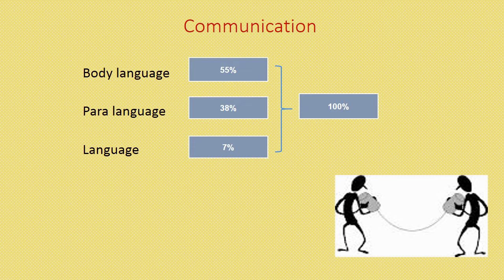Now let's see what communication components are. In a face-to-face scenario, communication consists of body language, paralanguage, and language. You know, friends, through body language, 55% of the message we communicate to the people. Paralanguage, our voice, communicates 38% of the message, and language communicates 7% of the message.